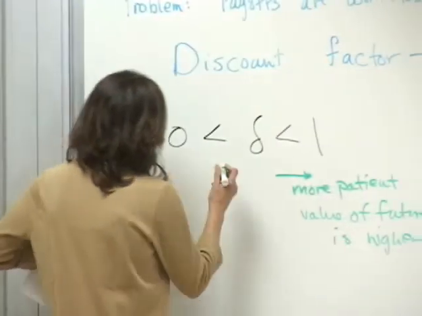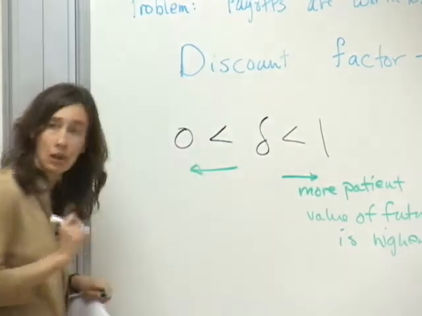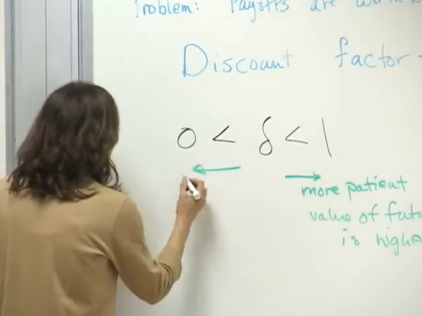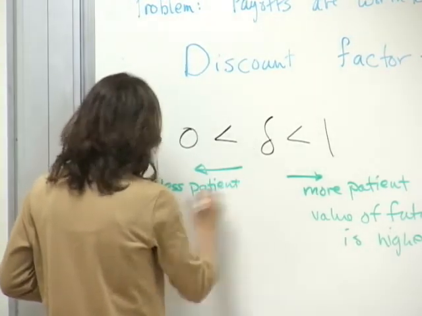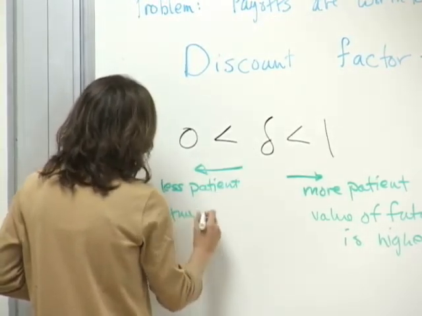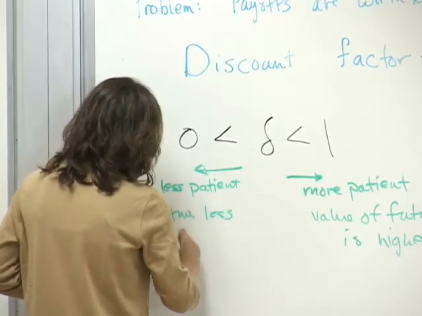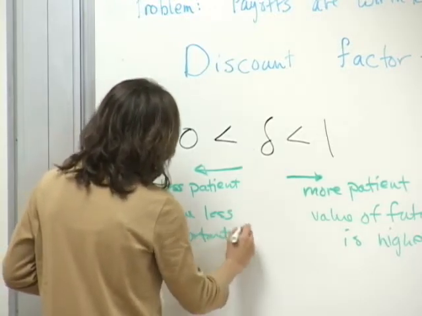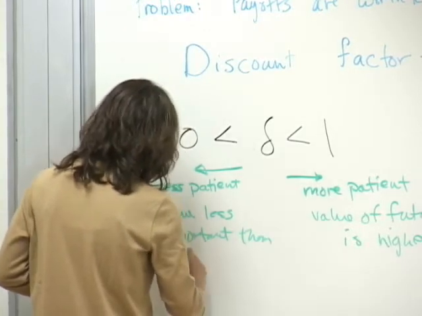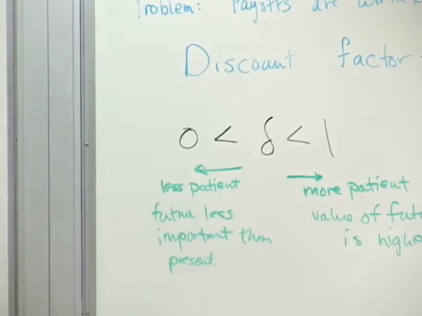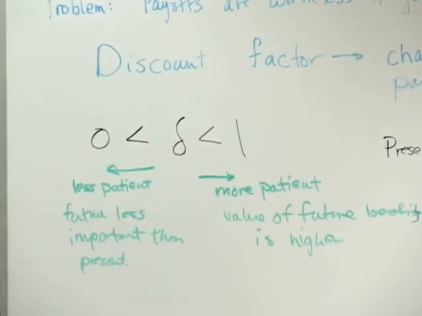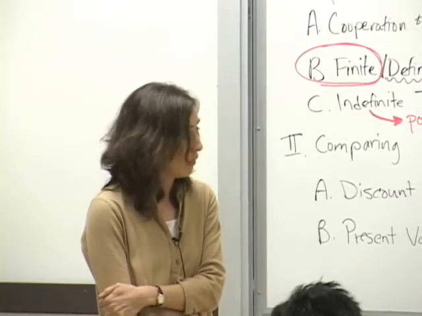As the discount factor gets close to 0, what we're saying is that the person is becoming less patient, the future less important than the present. Okay. My discount factor is 0.2. That's saying that $1 a year in the future is only worth 20 cents to me today. Okay, I want it now.